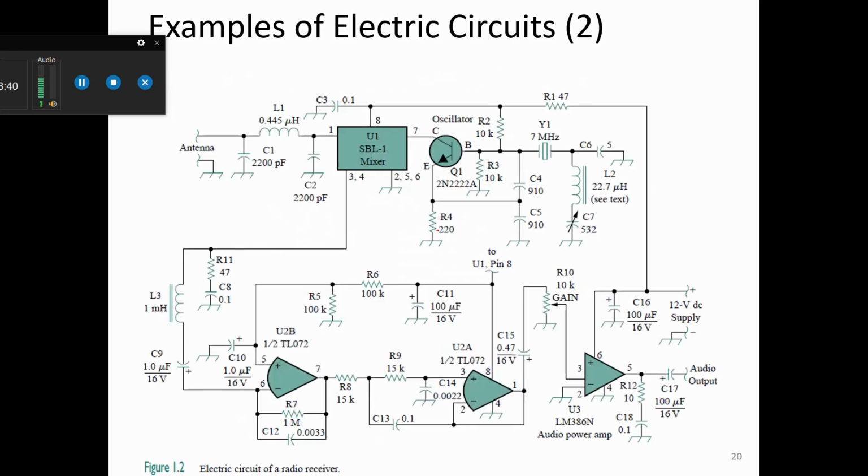A good example is given for an electric circuit for a radio receiver. It uses many components. The point of showing this type of circuit is to give a higher-level view of what we are looking for in the future. Hopefully we'll be designing such circuits in later courses, but the fundamentals will be discussed in this course. Like we have resistors here, we have inductors here, we have capacitors here, and then specific types of components like crystals that provide oscillations, transistors.